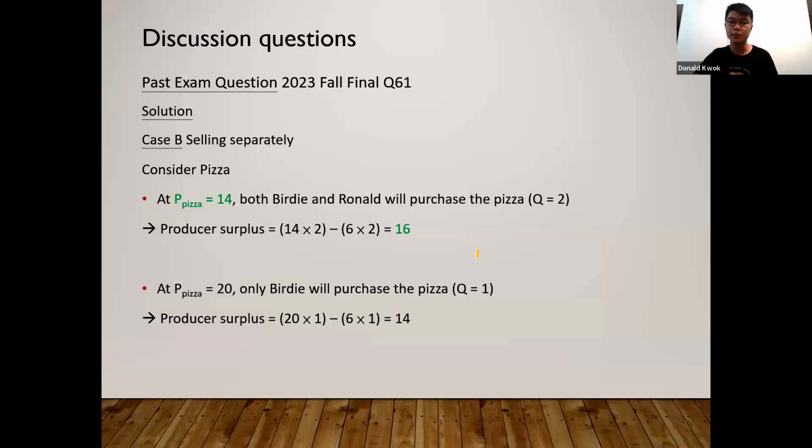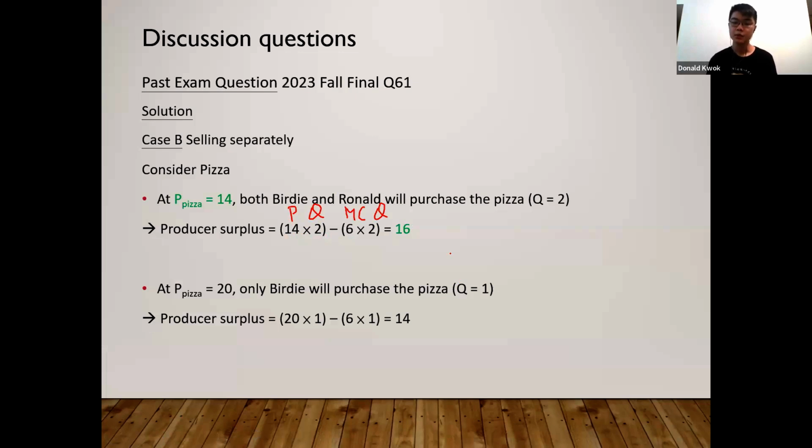And what is the producer surplus when the pizza price is $14? Again, total revenue minus total variable cost. So price times quantity for total revenue: the $14 pizza price multiplied by 2 units. And for the total variable cost, marginal cost of $6 multiplied by 2 units. So we have the producer surplus, $16.